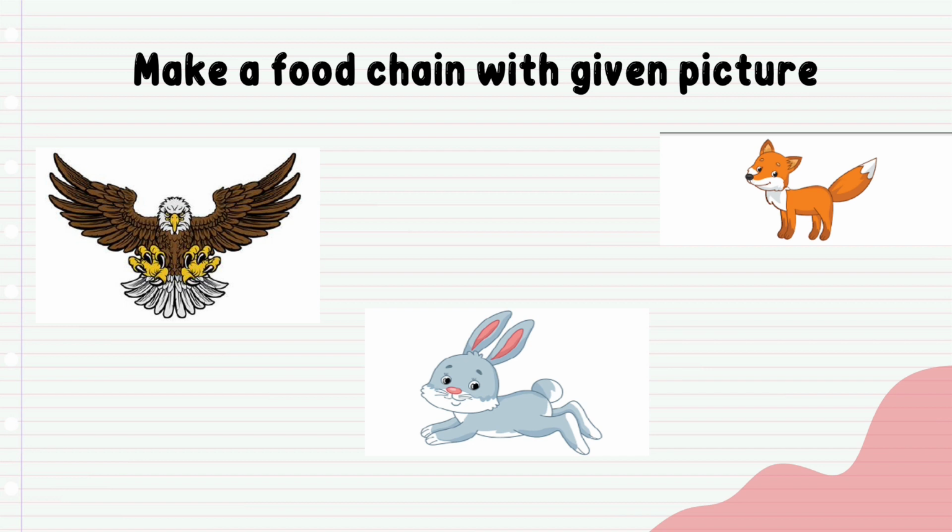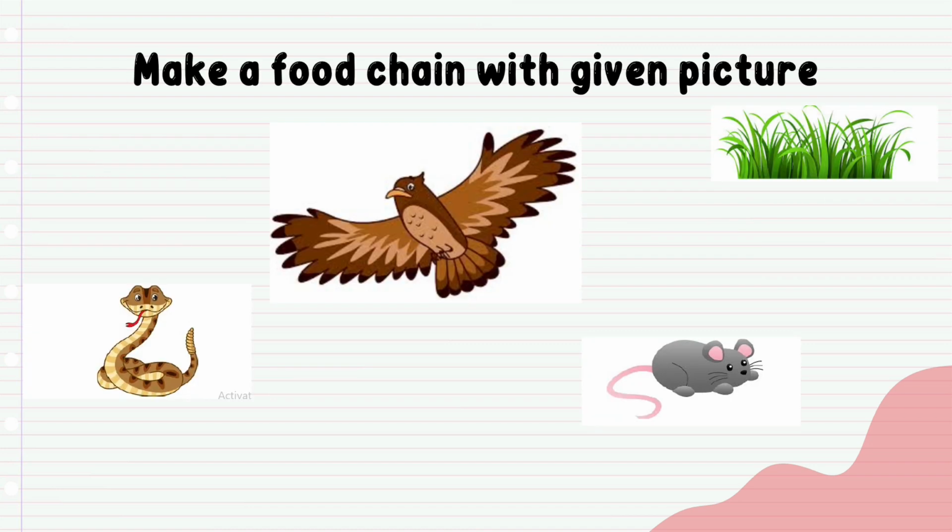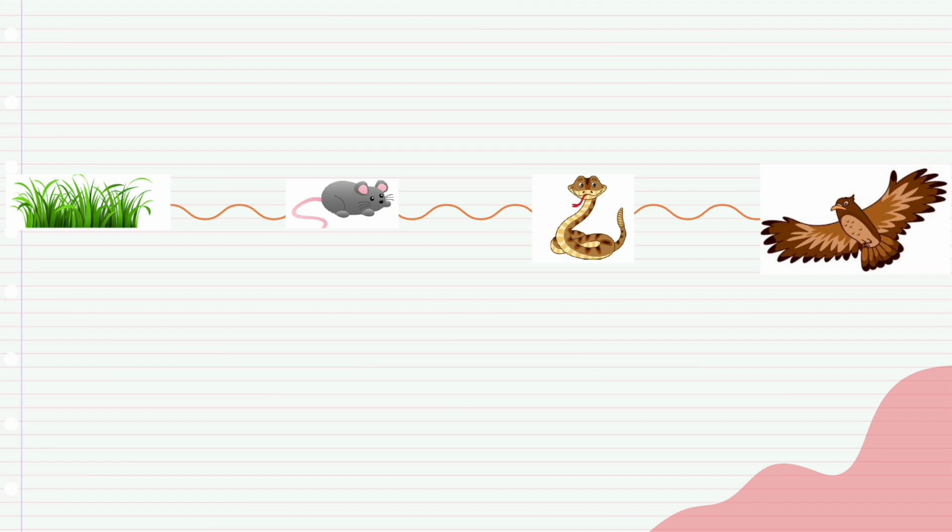Can you make a food chain with the given picture? I have given you three pictures. Which one will come first? Yes, the rabbit, okay, fox, and eagle. Now, can you make a food chain with all these four pictures? What will come first? Yes, of course, the grass, because a plant, right? And then what comes? Yes, the mouse or the rat, and the snake and the hawk. So this is how the food chain goes, right?